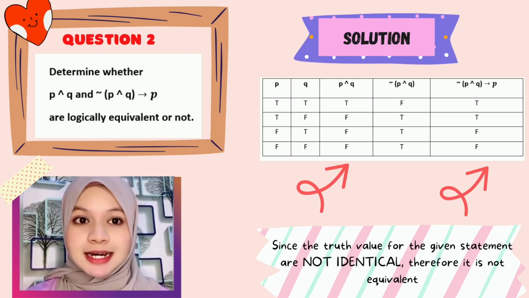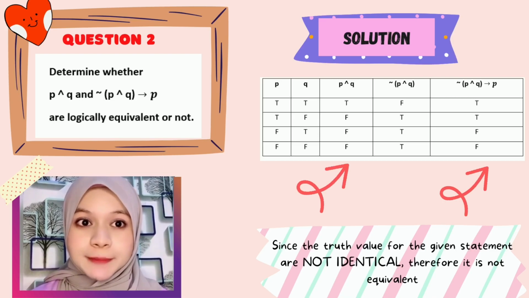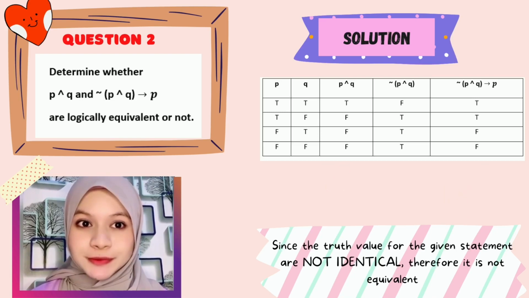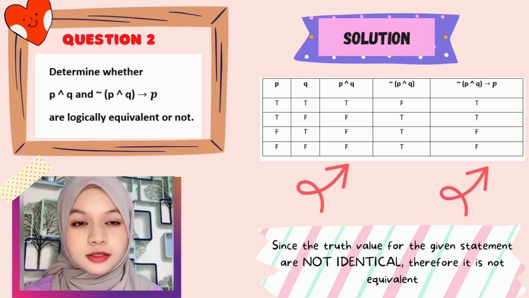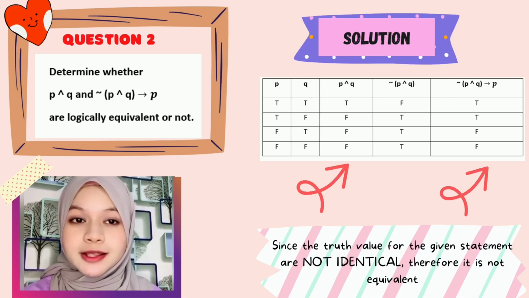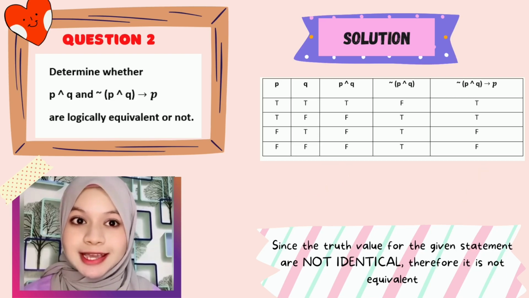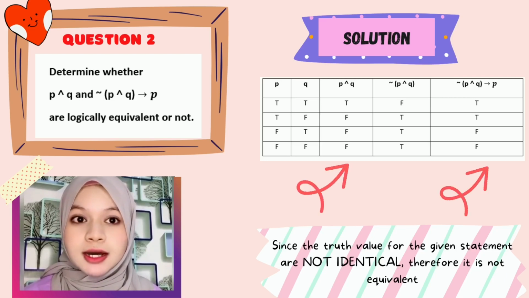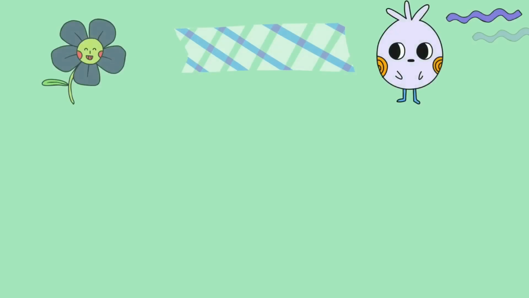It is because if P is true and Q is false, then P implies Q will be false. Otherwise, P implies Q will be true. After we got all the truth values for each statement, we can conclude that since the truth values for the given statements are not identical, they are not equivalent to each other.